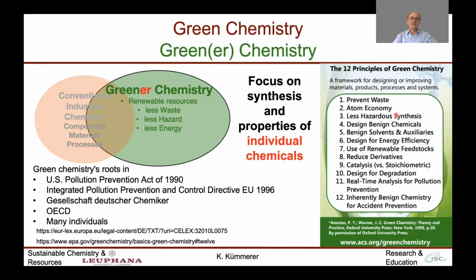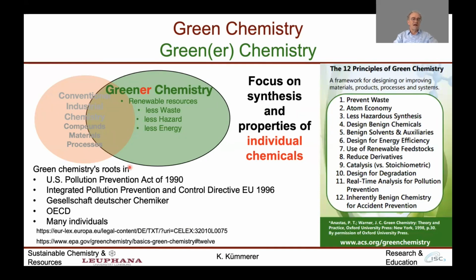One reaction to this situation in the 60s, 70s, and 80s, persistent products and heavy environmental pollution, was the development of the framework of green chemistry. And that was nicely summarized here in the famous 12 principles. You can see here prevent waste and others. So summarizing, you could say it's a focus on synthesis and properties of individual chemicals, coming up with less waste, less hazard, less energy, and it also asks for using renewable resources. So that was a nice summary.